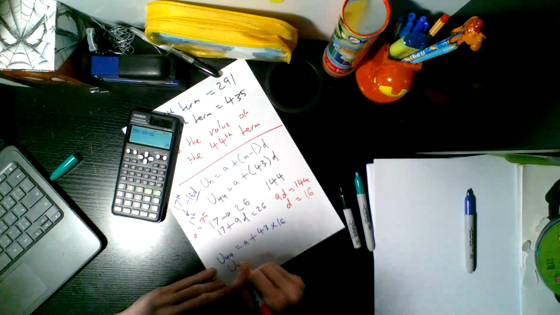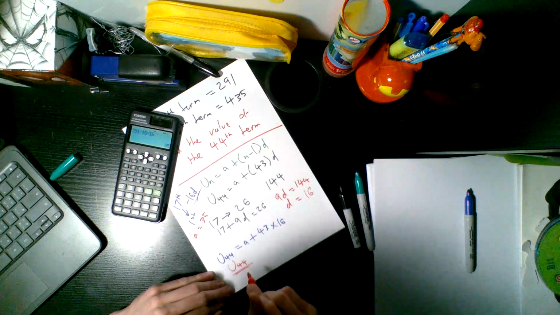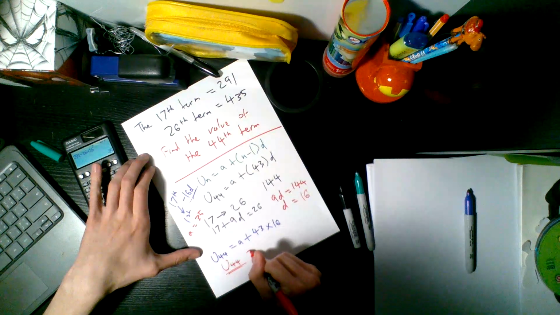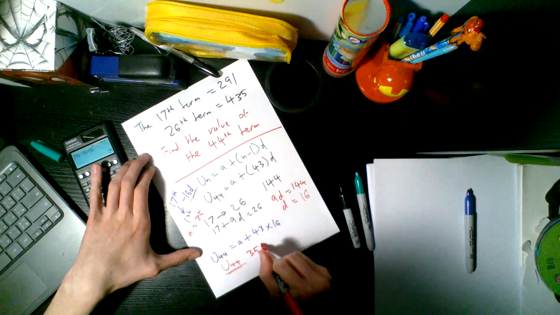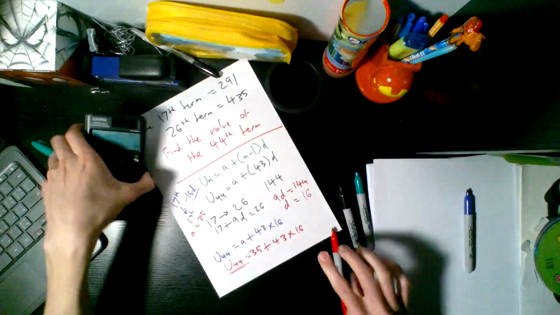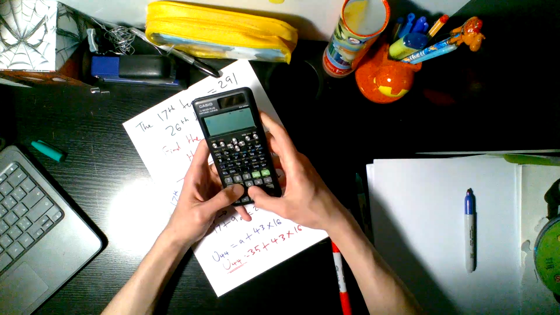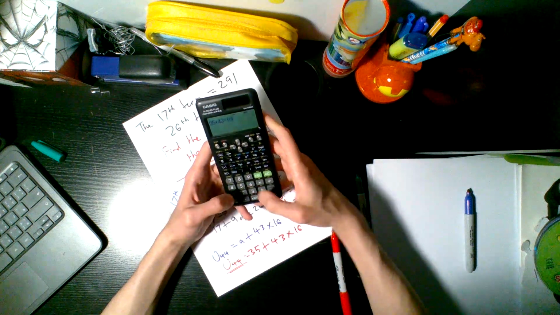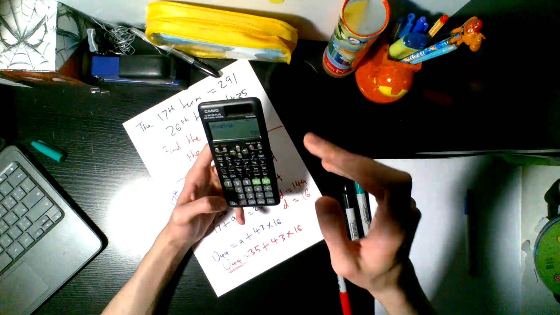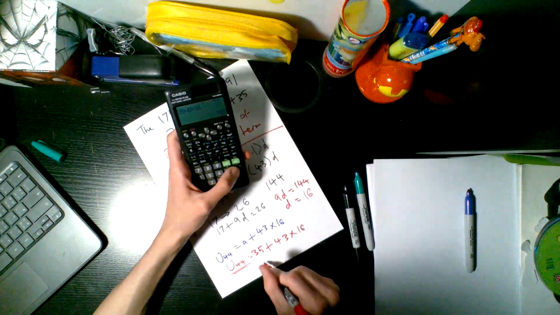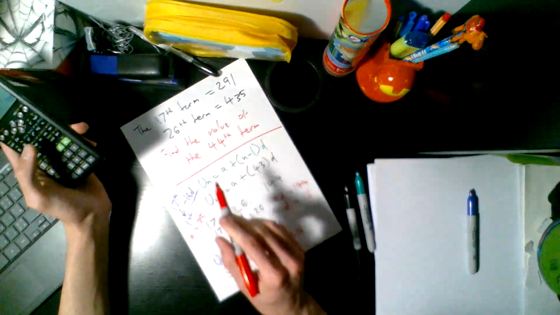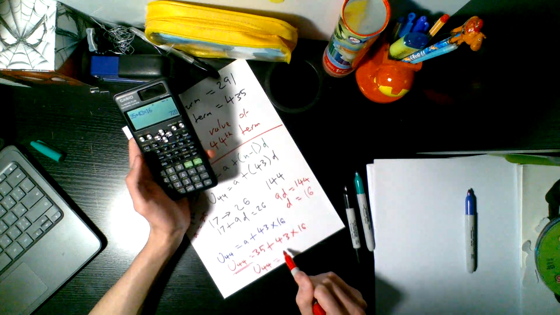Now we arrange u44, the 44th term, equals 35 plus 43 times 16. We just put it into the calculator. 35 plus 43 times 16 equals 723. So we've reached 723. The 44th term of this sequence is 723.